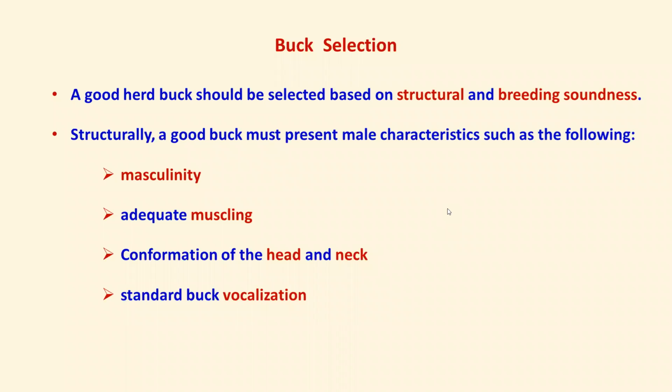Then we'll see the breeding soundness, and to see that, firstly we will see the masculinity, how is the masculinity of the male animal. Then we'll see whether there is adequate muscling of the animal or not. Then we will see how is the conformation of the head and neck. And for breeding soundness, we will also check whether the vocalization of the buck is standard or not.